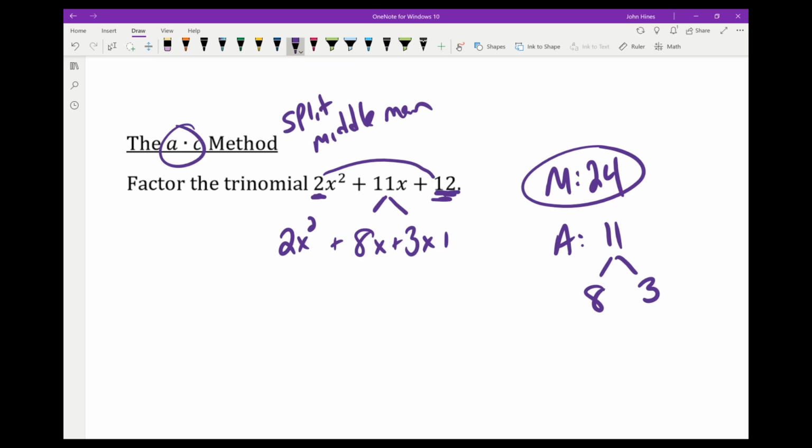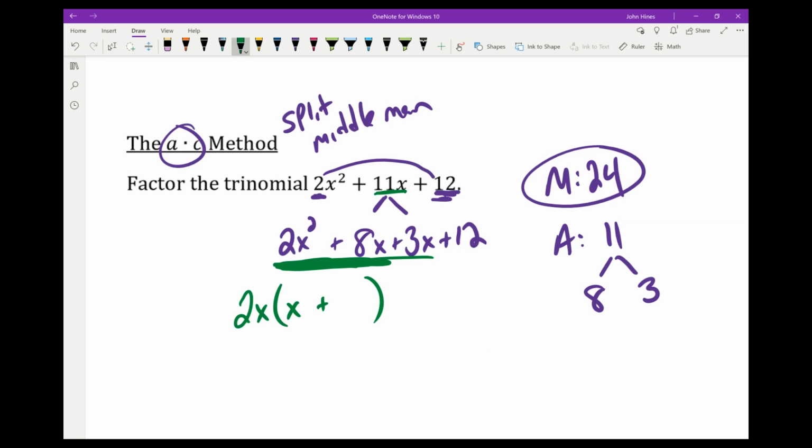So I took a trinomial and I turned it into 4 terms here. I didn't do anything illegal. All I did was I changed how 11x looks. I uncombined like terms. So now we can look at these first 2 guys and say, what can I take out? Well, GCF from these first 2 terms here looks like a 2x to me.